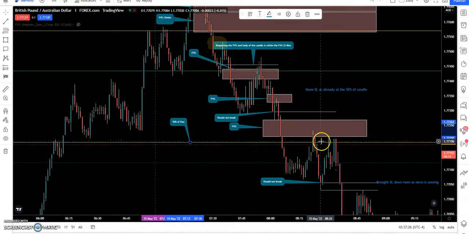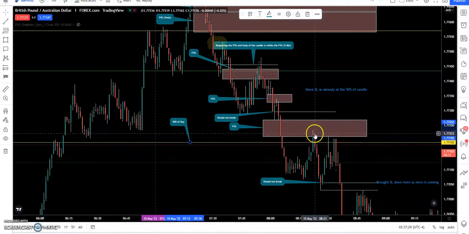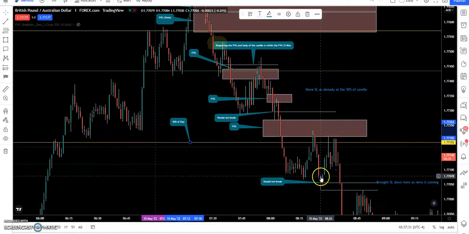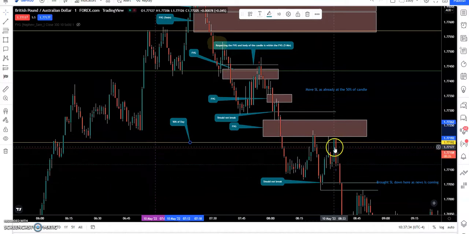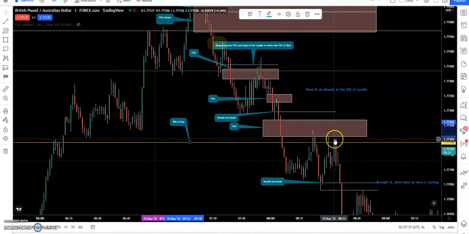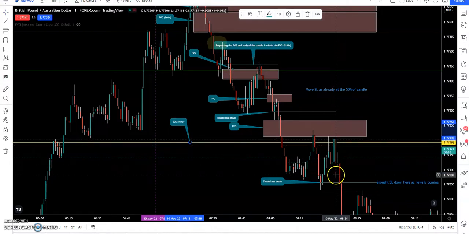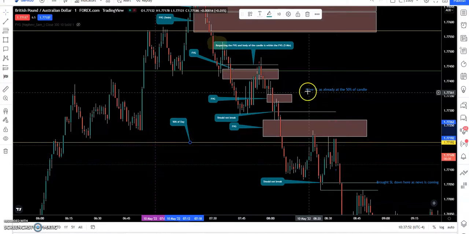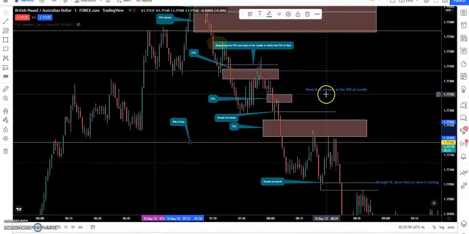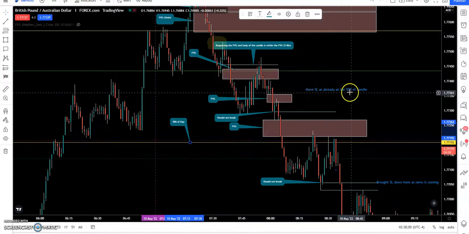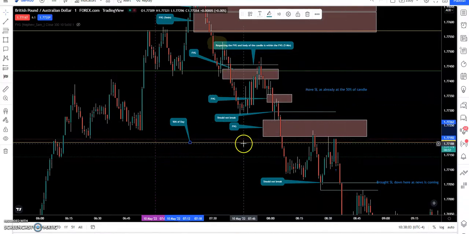Now at this moment, when it came in and tagged this, I expected it to drop even more, but as it continued to come back again, my thoughts were, I don't want to be in the trade in full. Basically, I thought I'd better take off some partials. So that's why you can see that I took some partials off here, and I made a note right here to say that I moved the stop loss to here, as we'd already reached 50% of the candle.